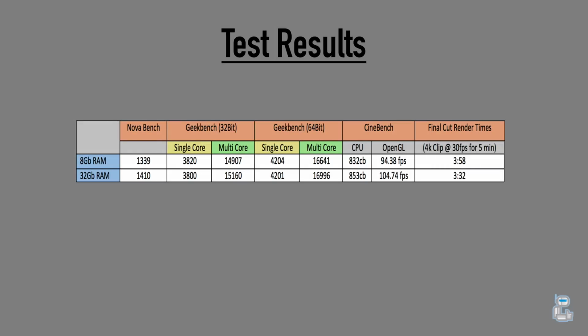On screen you can see a breakdown of the tests. With NovaBench there was a subtle increase of approximately 70 points. Now with the increase in RAM, the single core scores for both the 64-bit and 32-bit did not increase, but on the other hand the multi-core score for both the 32-bit and 64-bit versions of Geekbench did increase by 250 and over 300 points respectively.